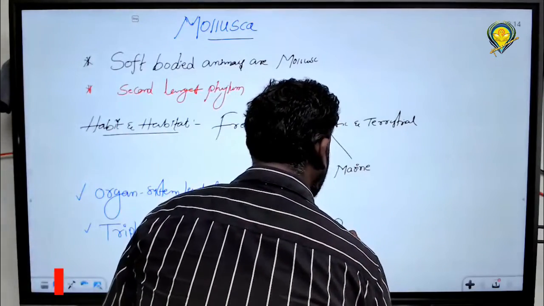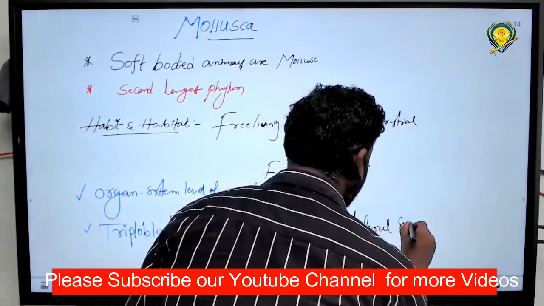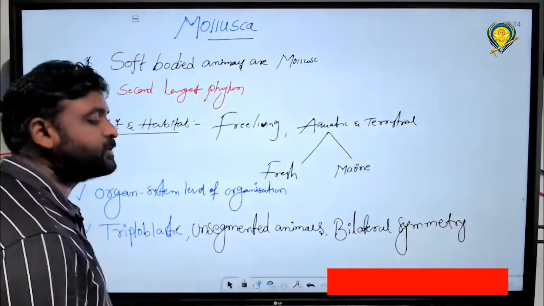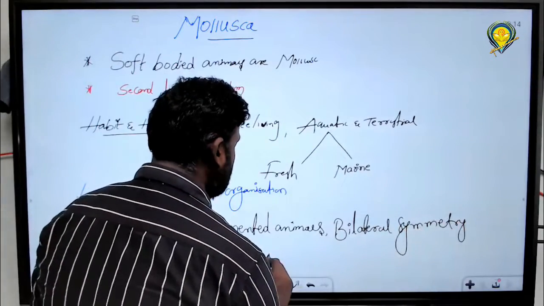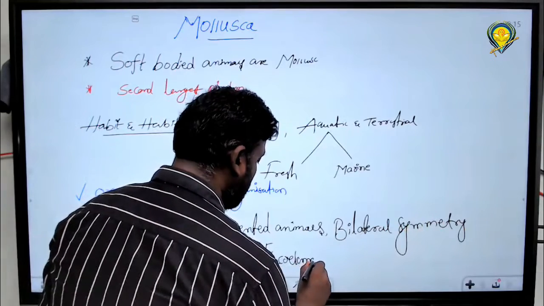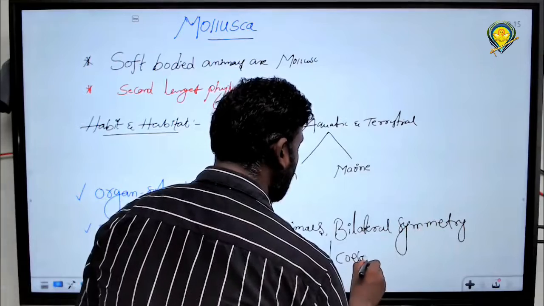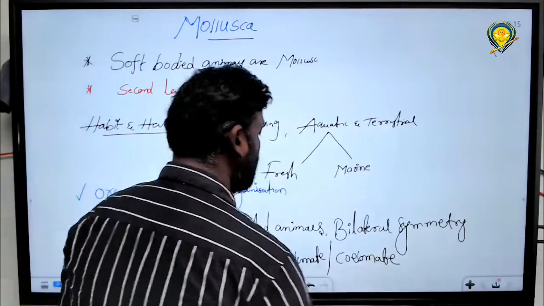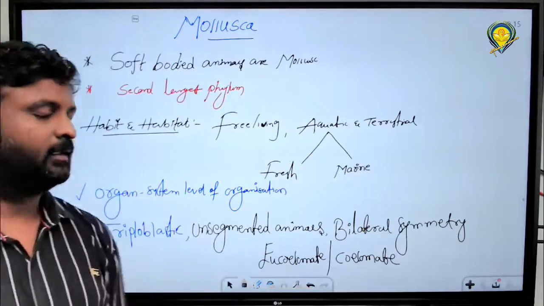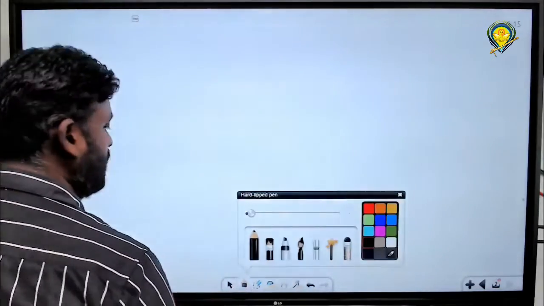And next, what kind of symmetry? Bilateral symmetry. And the last one, what kind of coelom takes place? Eucoelom, also called true coelom, which is also said to be coelomate. The coelom is eucoelom, true body cavity animals, right?